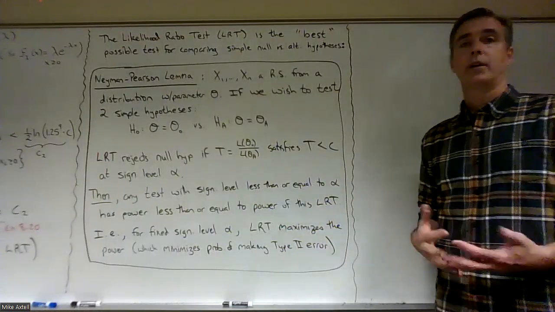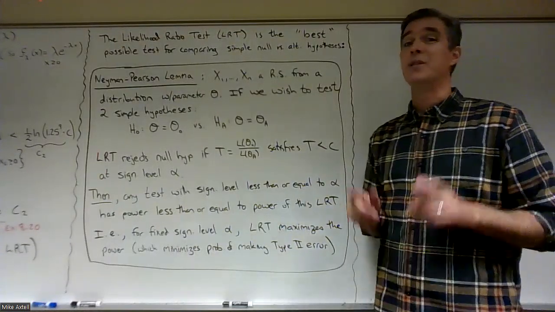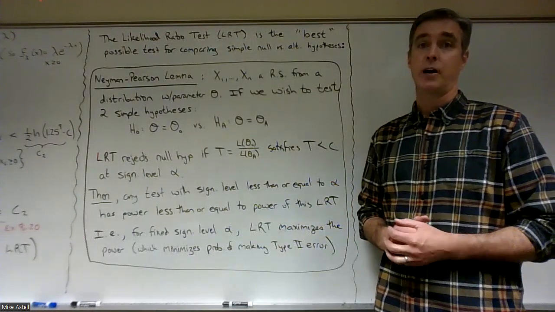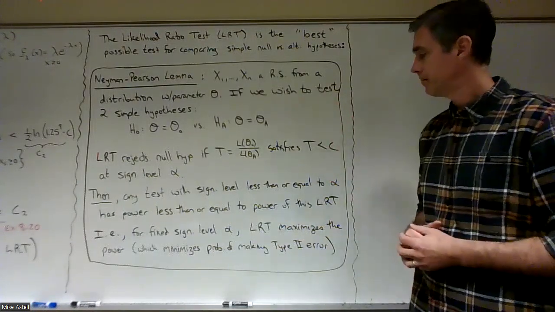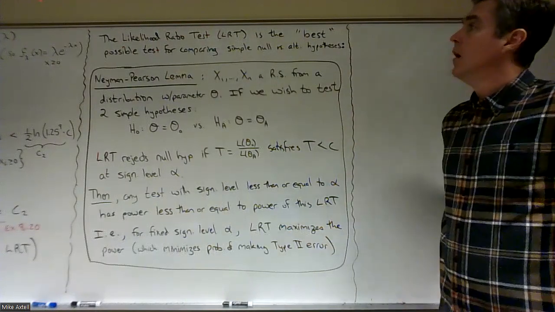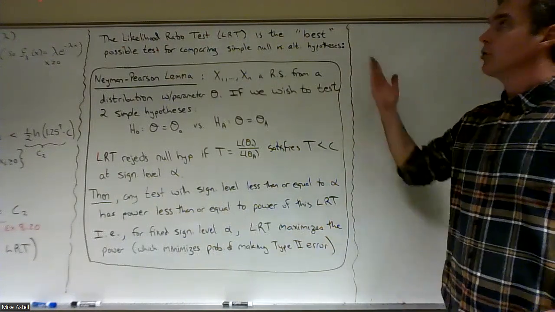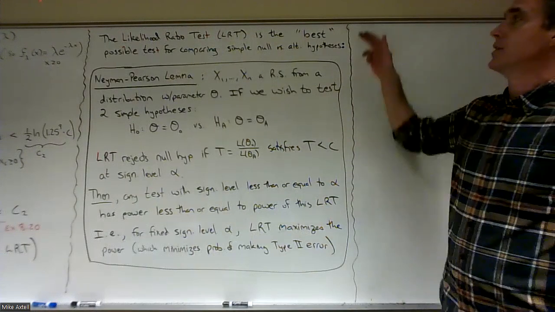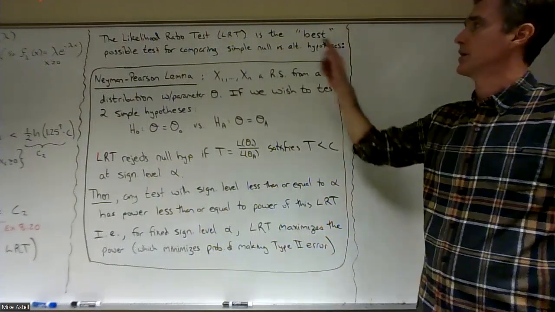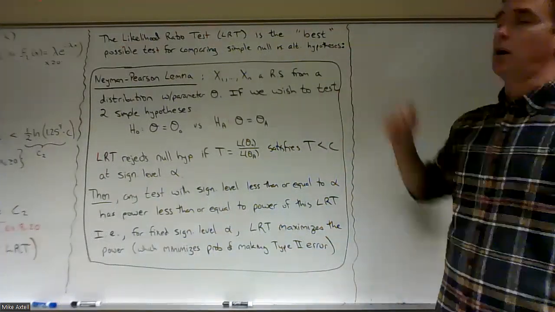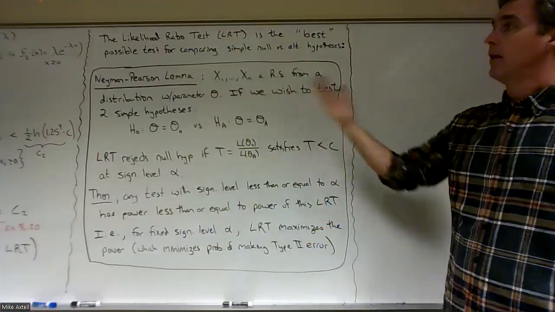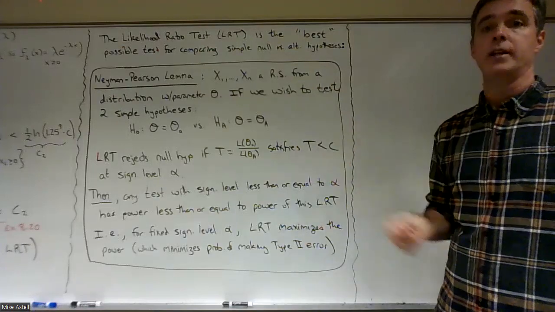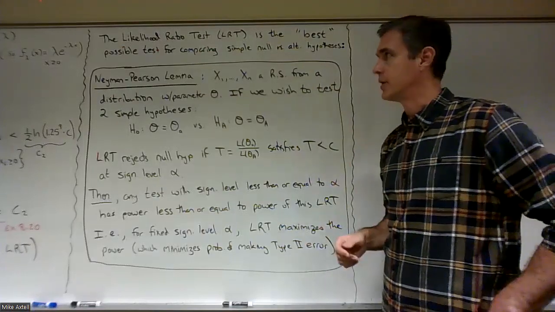All right, it turns out the likelihood ratio test in some sense is the best possible test for hypotheses. Best possible test. So pause, copy, play. Okay, so likelihood ratio test in some sense is the best possible test for comparing a simple null versus a simple alternate hypothesis. They both have to be simple, okay? And the reason for that is the Neyman-Pearson lemma.